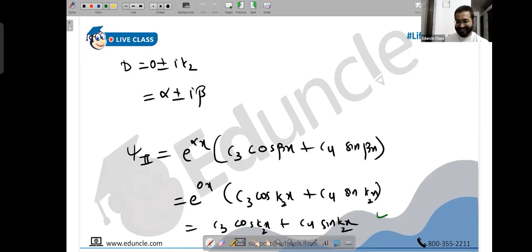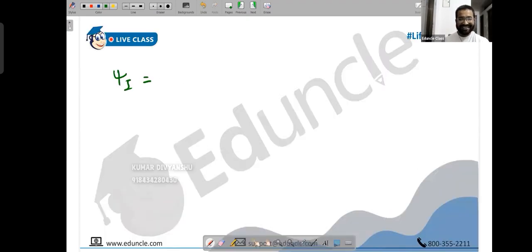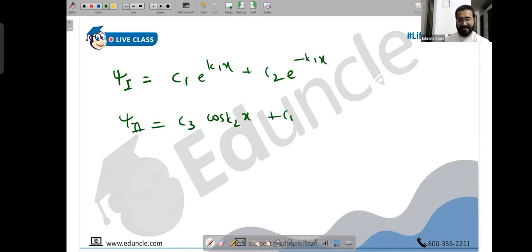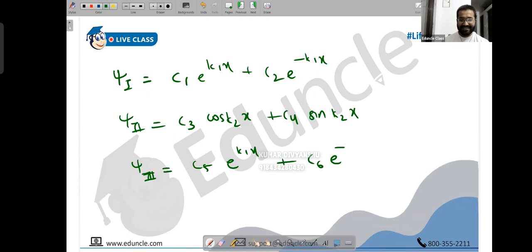Okay, let's recall psi 1 physics. What is psi 1, people? Psi 1 was C1 e raised to k1x plus C2 e raised to minus k1x. Then psi 2 is C3 cos k2x plus C4 sine k2x. And psi 3 is C5 e raised to k1x plus C6 e raised to minus k1x. Very interesting. Take your time, 2 minutes again I'm giving you. Think about the terms becoming 0 or whatever. Don't tell me, just write it in your notes.